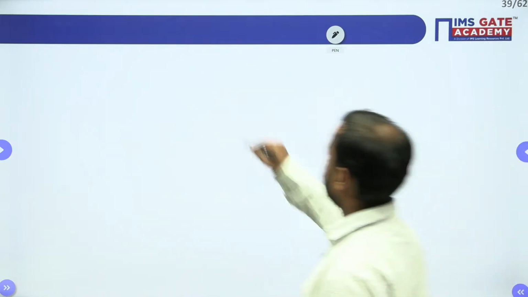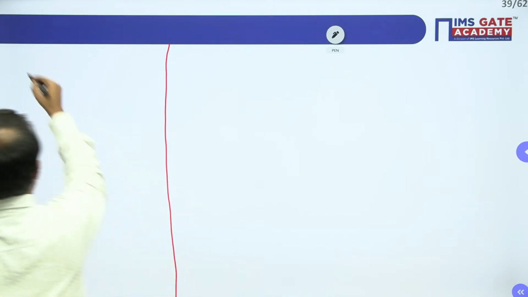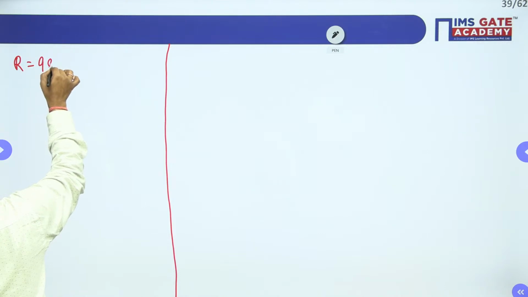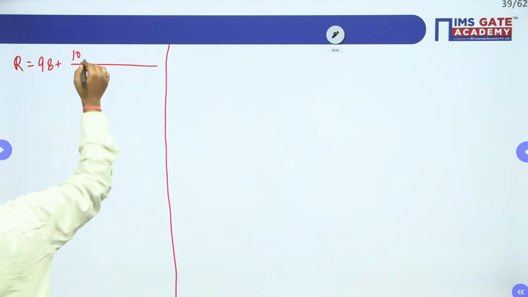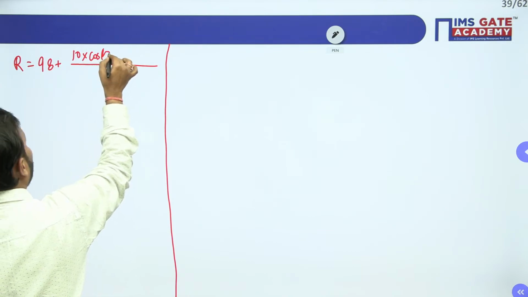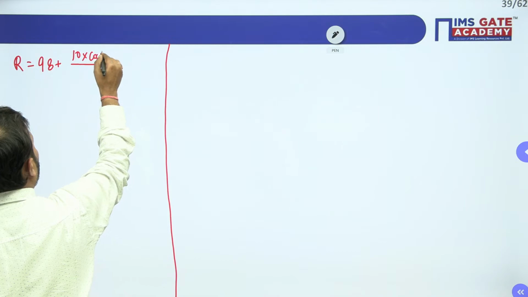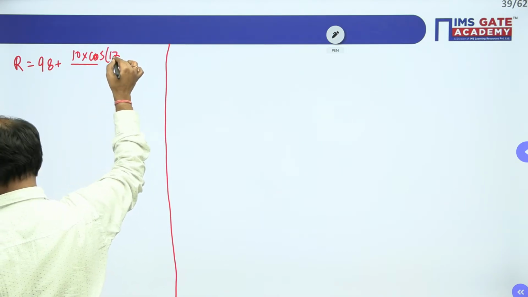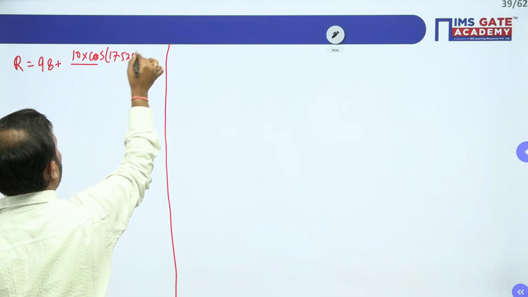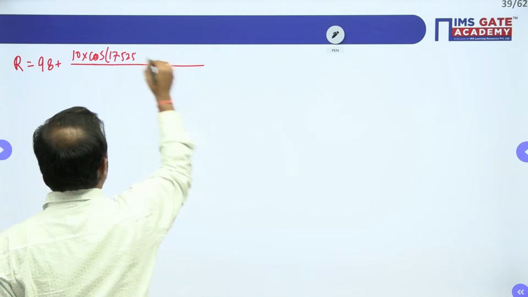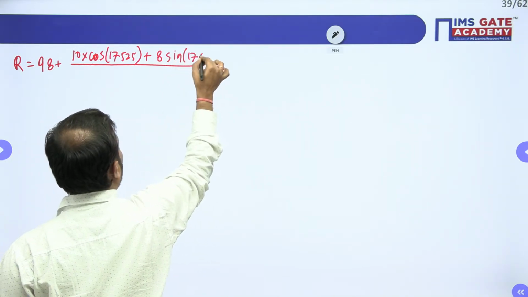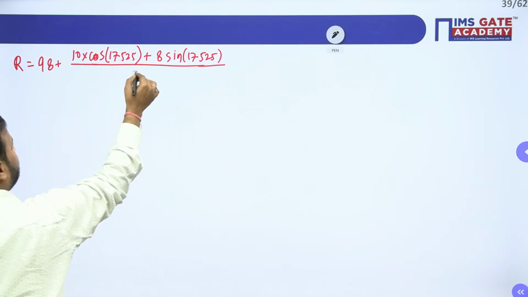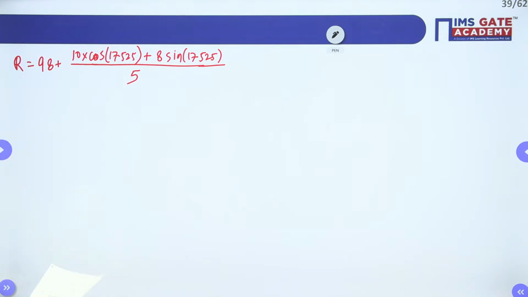All right. So let us calculate the R value. Small n is 98, plus Ic, which is 10, into cos of 17.525, plus Im, which is 8, into sin of 17.525, whole divided by Is, which is 5 ampere. Done. So calculate this value and put it in the ratio error.